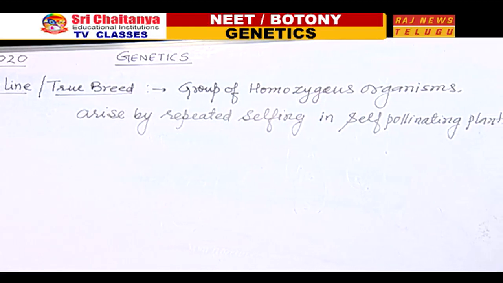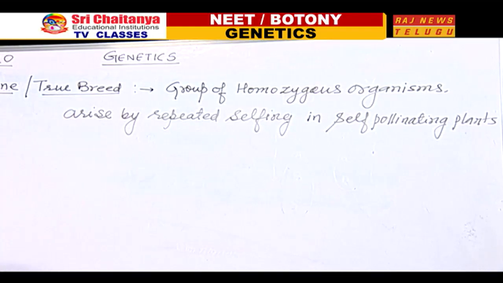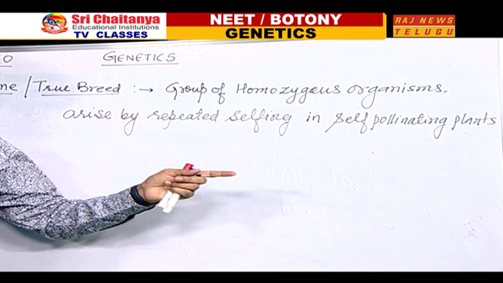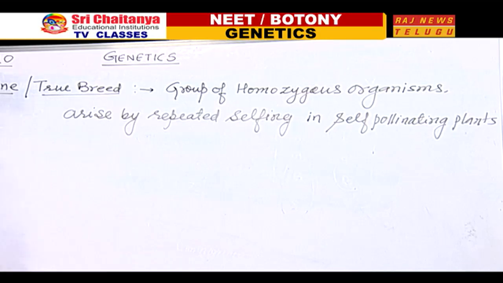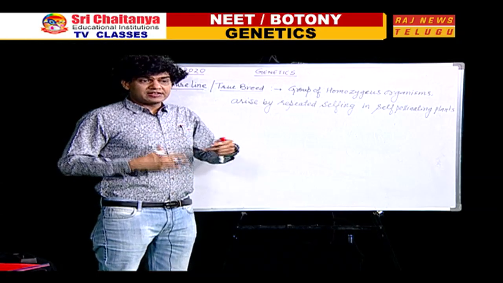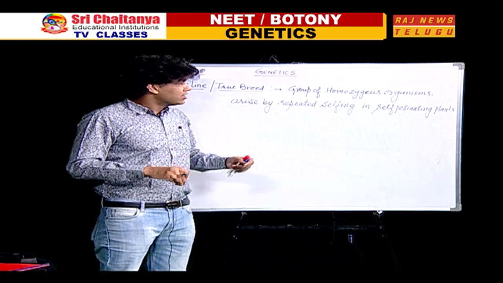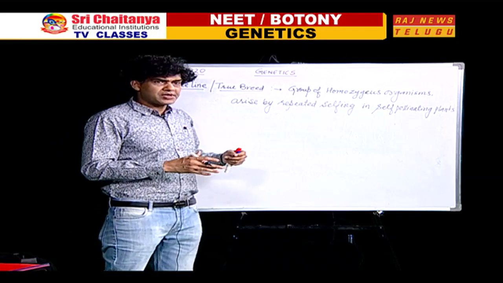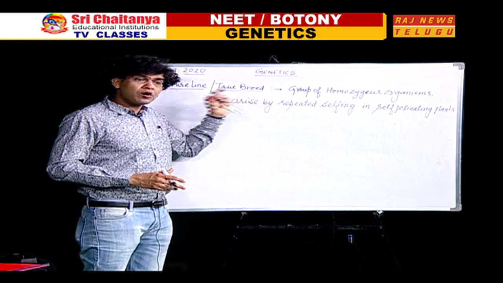I repeat, pure line or true breed is a group of homozygous organisms. And how do these homozygous organisms arise? They arise by repeated selfing, repeated self-pollination. In a self-pollinating plant, the plant should carry the tendency of self-pollination, and if we do repeated selfing, then we will obtain a group of homozygous organisms. That group of homozygous organisms is known as a pure line or true breed.